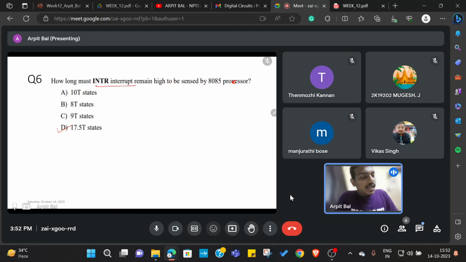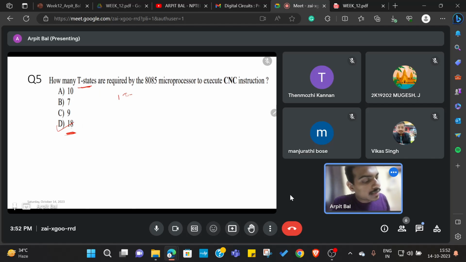Okay, and the next question is related to how long the INTR interrupt should remain high to be sensed by the 8085 microprocessor. So it is 17.5 states. The reason is it has to stay high for the instruction which is going to take the maximum amount of time, and the instruction that takes the maximum amount of time is 18.